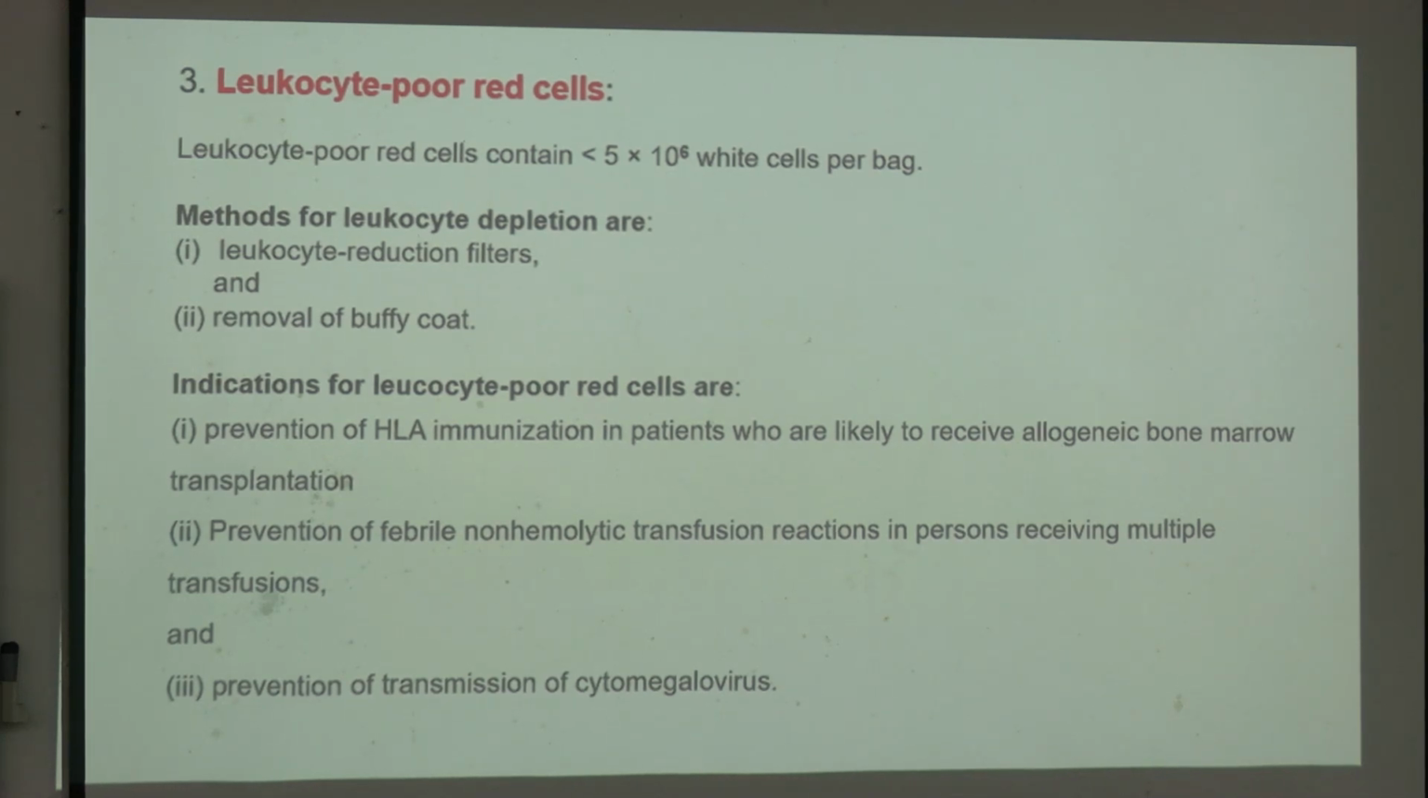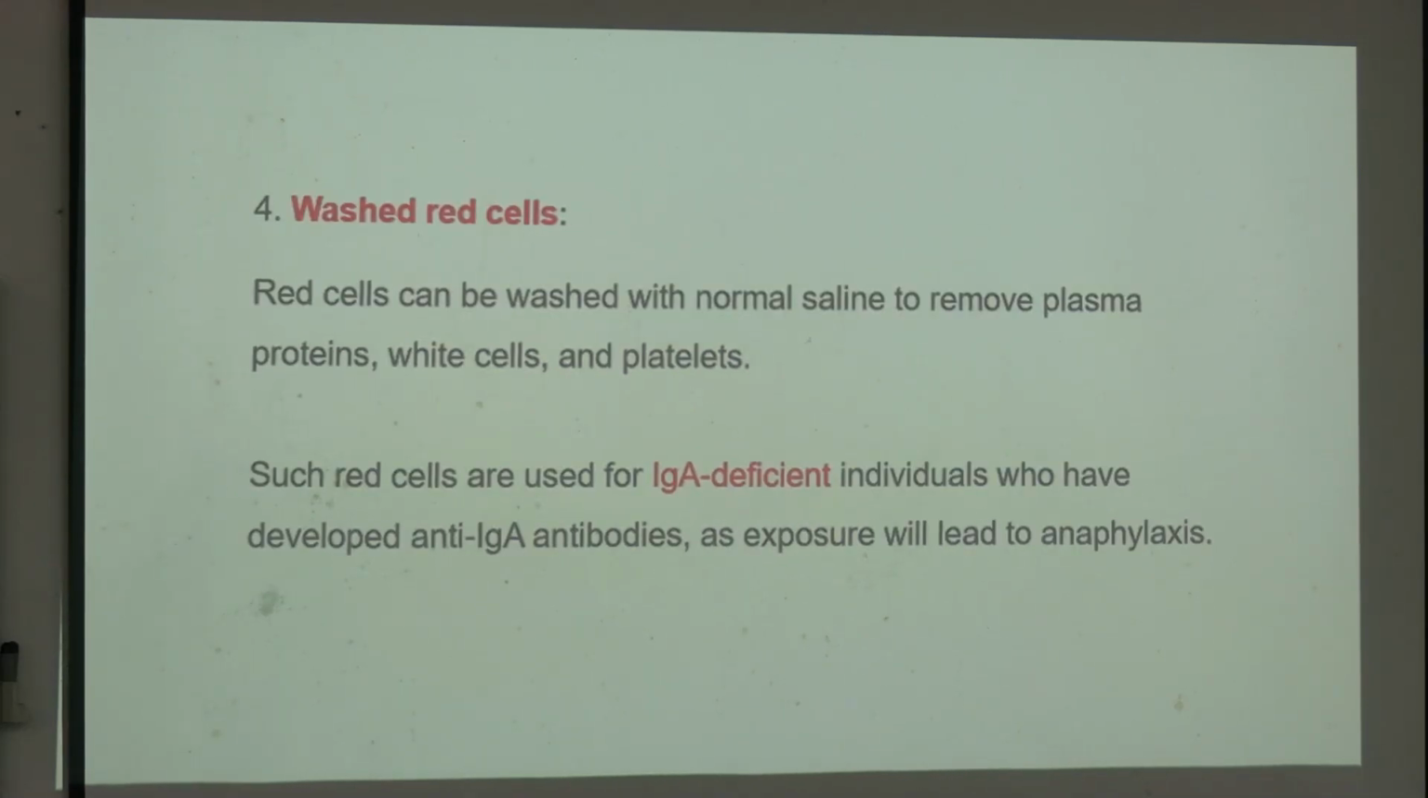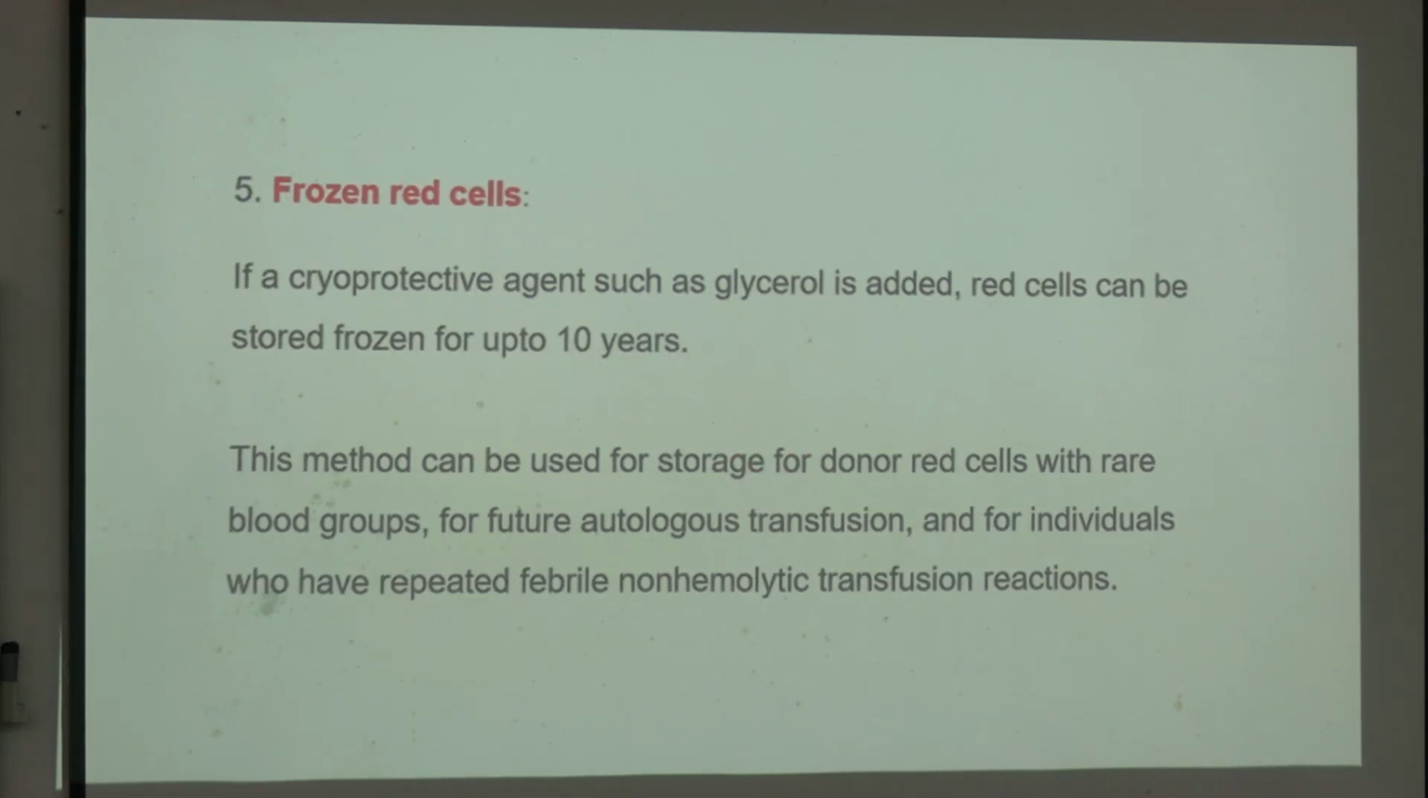And the third indication is prevention of transmission of cytomegalovirus. Now the fourth component is washed red cells. Washed red cells means RBCs are washed in normal saline to remove the plasma proteins, WBCs and platelets. These are used for IgA deficient individuals who have developed anti-IgA antibodies, as exposure will lead to anaphylaxis.